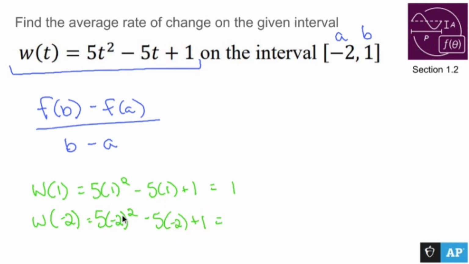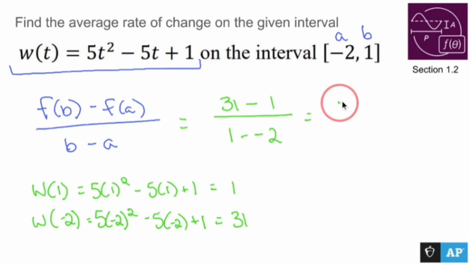So what do we get? 5 times 4 is 20, plus 10, so 30, and plus 1 is 31. So let's put that all together. Okay, B was w of 1. So f of that was 31 minus regular 1 over b minus a, which is 1 minus negative 2.